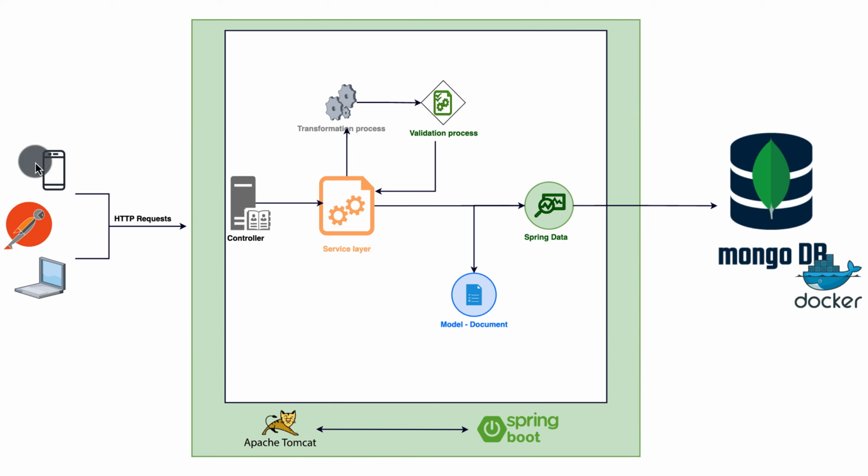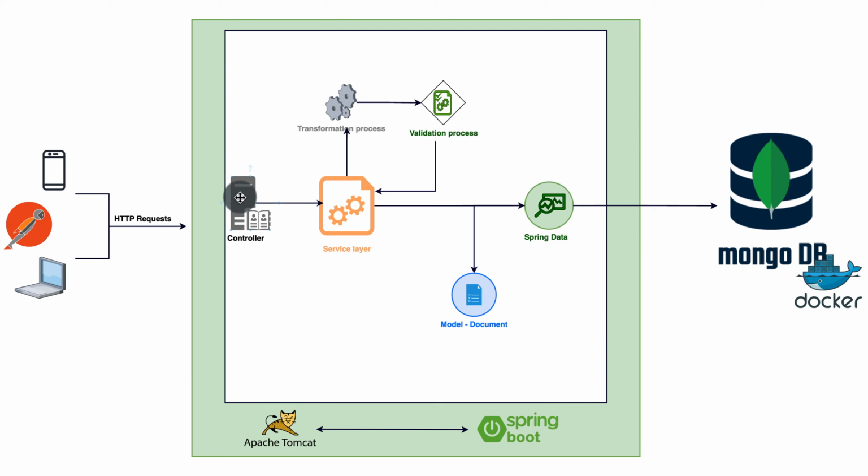As you can see here, we can have several types of clients, and it might be a mobile application, Postman, or a web application. These clients will send HTTP requests to our application, to our Spring container. Spring is running on the embedded Apache Tomcat, and the Spring container, generally speaking, will dispatch the request to the destination controller.